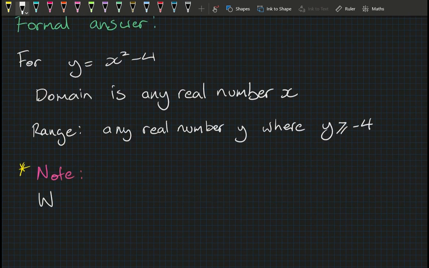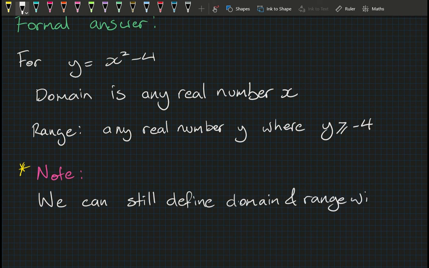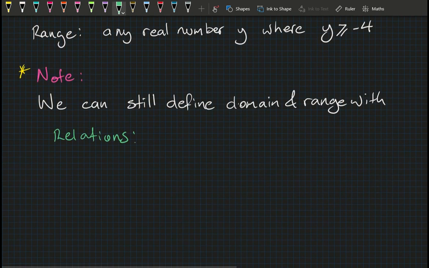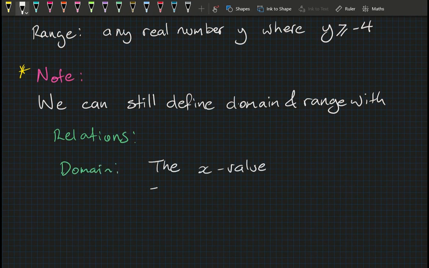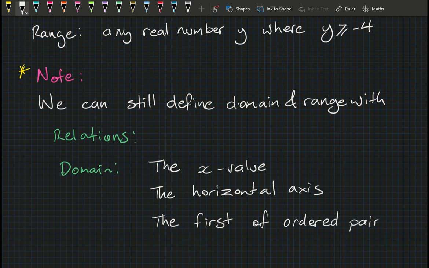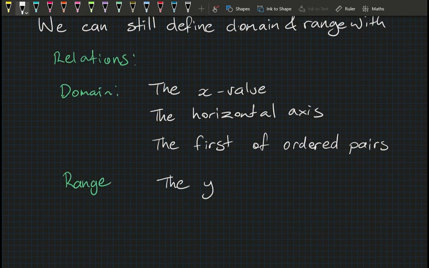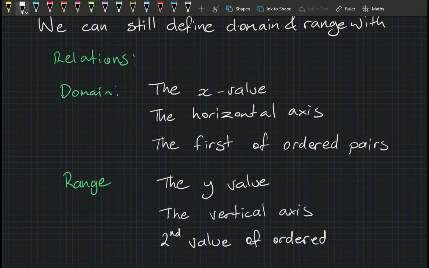Also, please take note that we could still define the domain and range with relations. And of course, the domain is all the possible x values, or where it covers the horizontal axis, or the first of all ordered pairs. And no surprises that means that the range is the y value, or where it covers the vertical axis, or the second of an ordered pair.